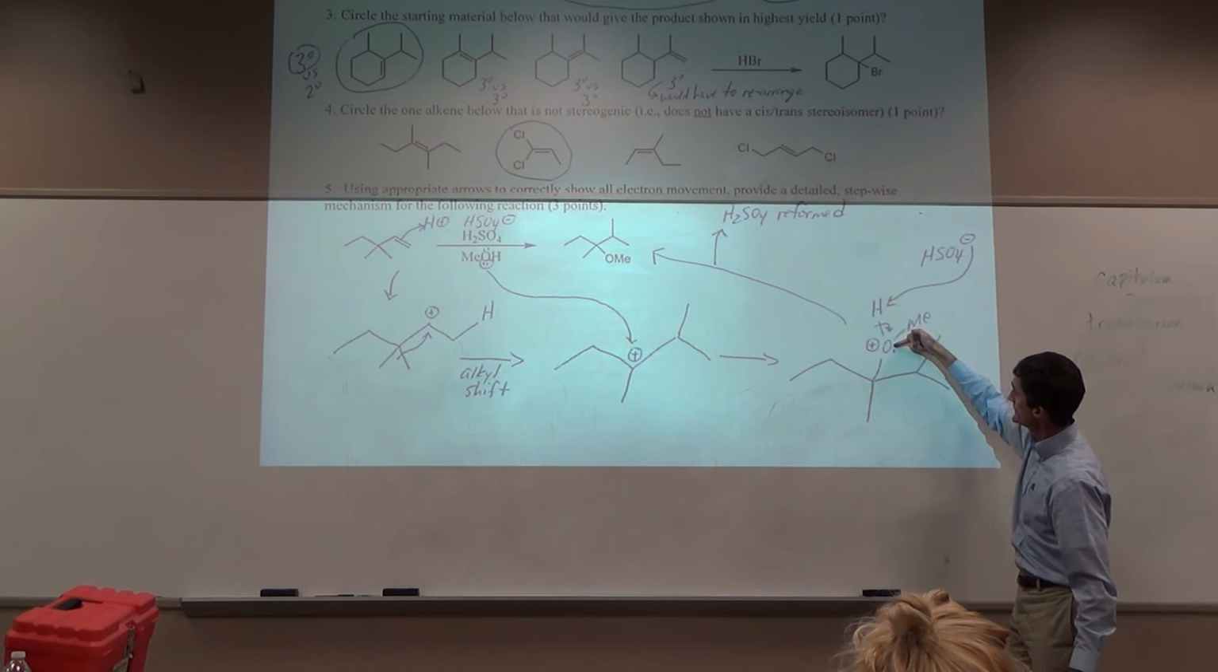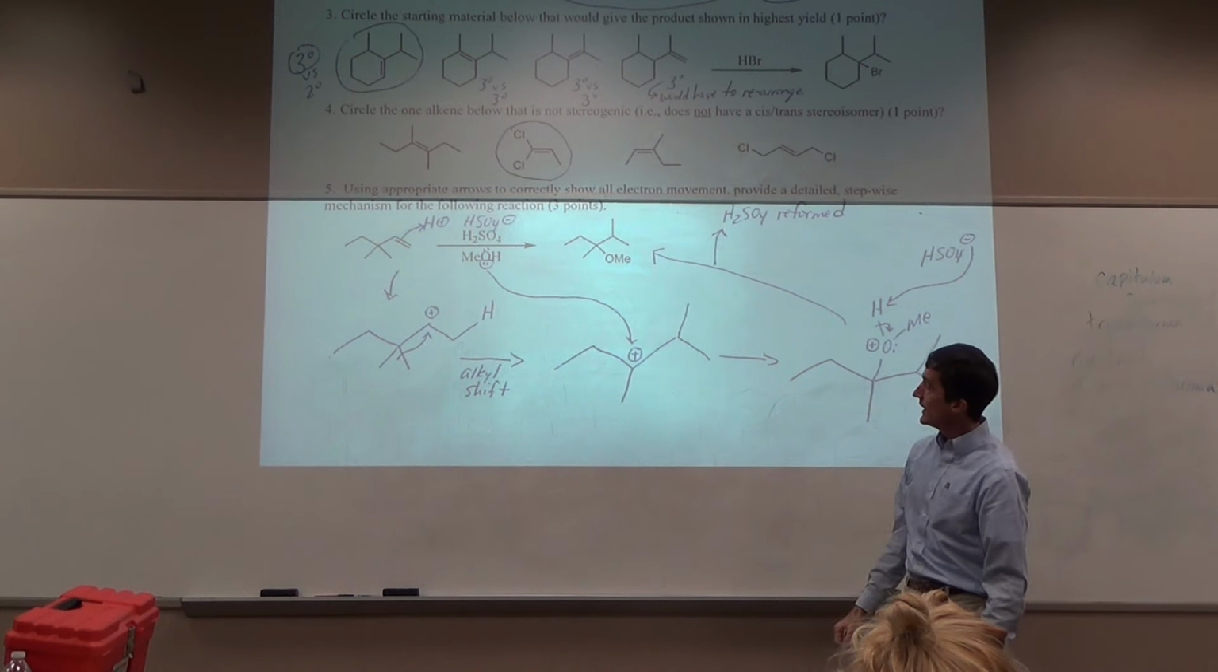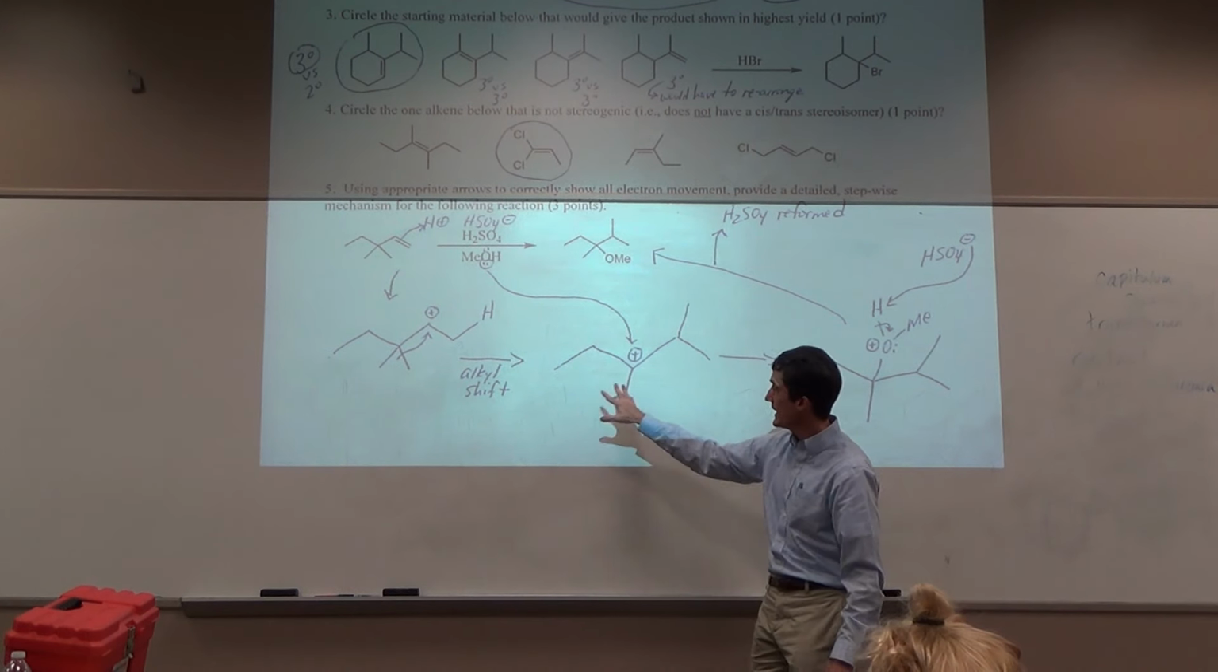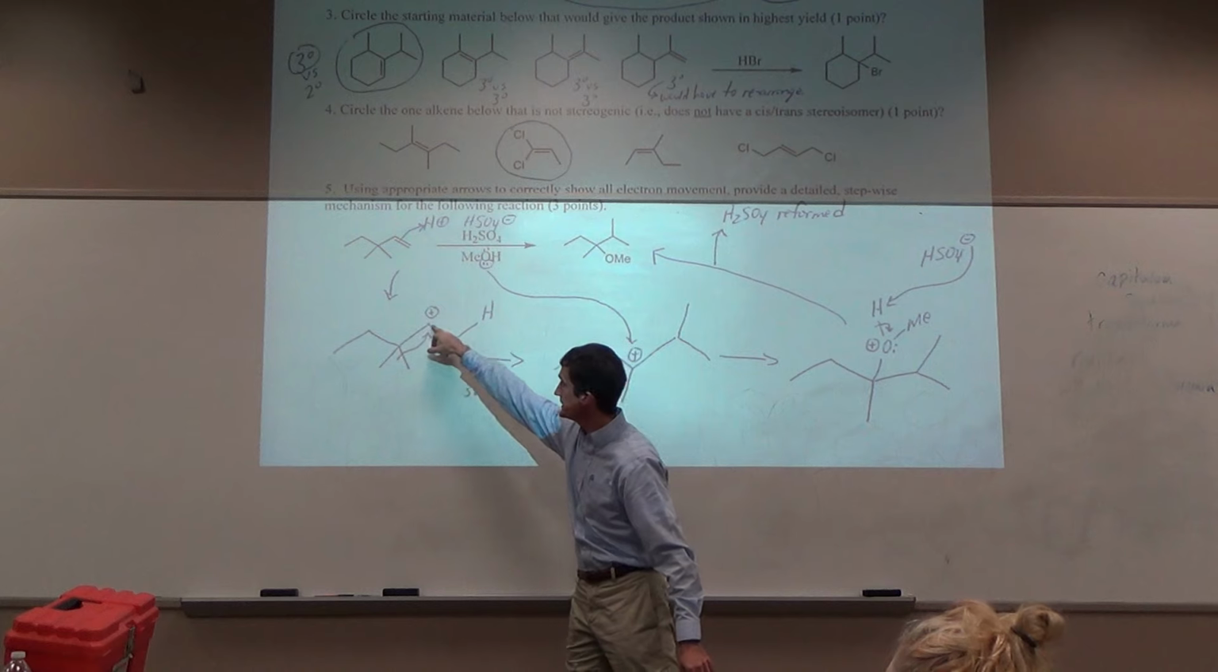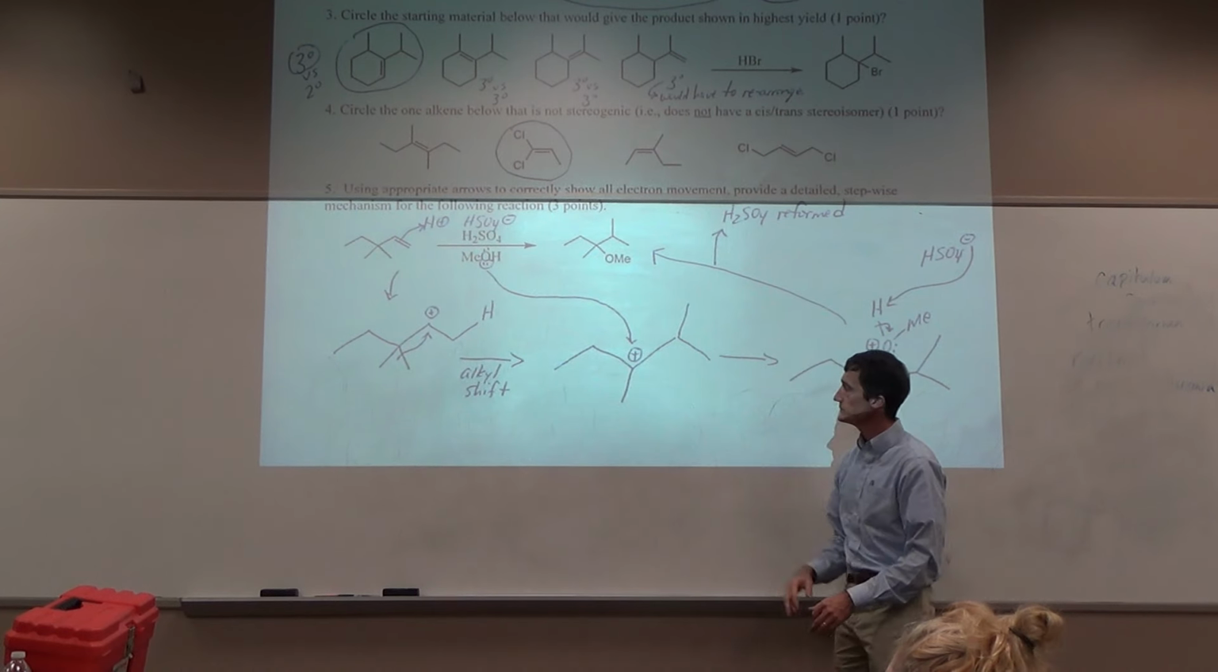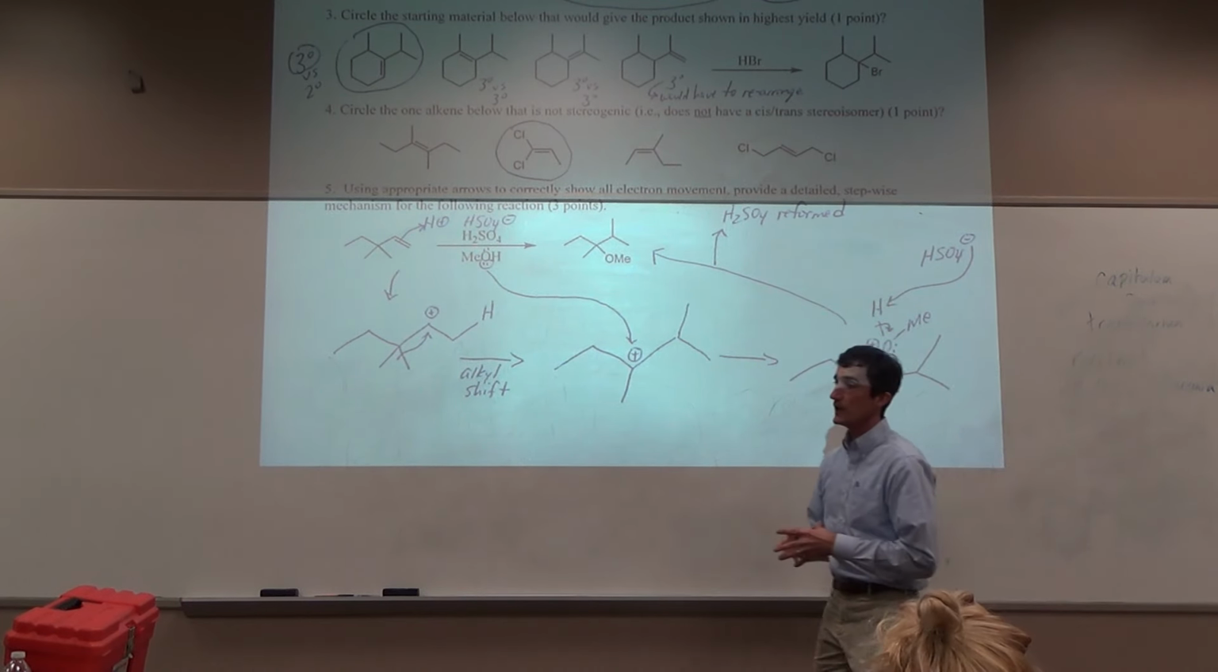Something's got to take the H, leave the electrons behind. So basically there was an alkyl shift here from a secondary carbocation to a more stable tertiary. How we do?